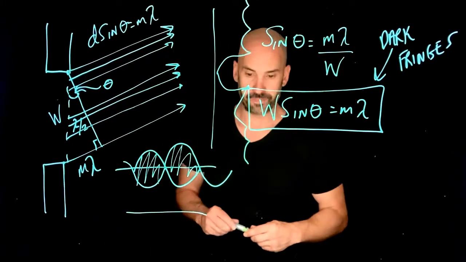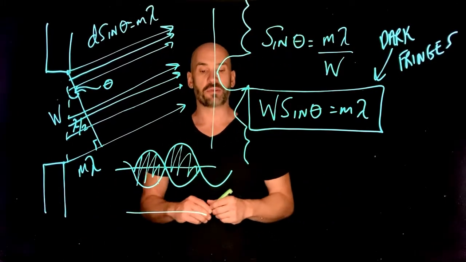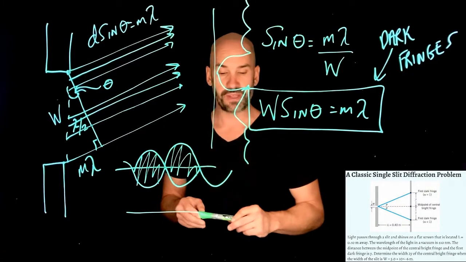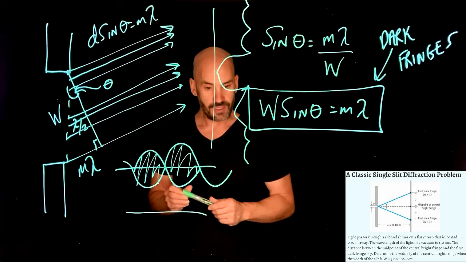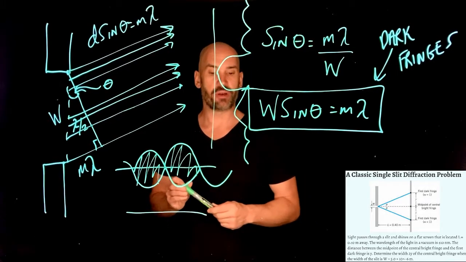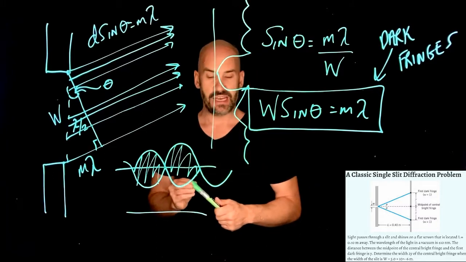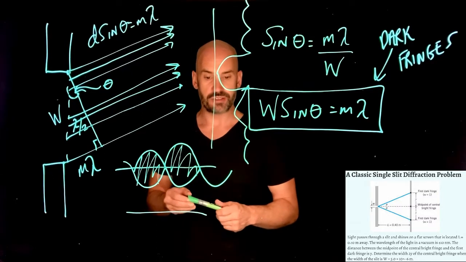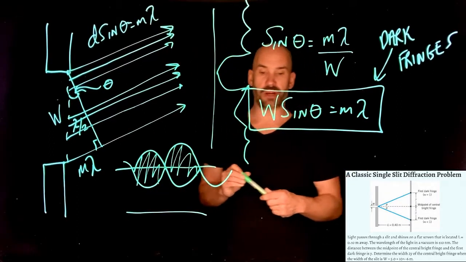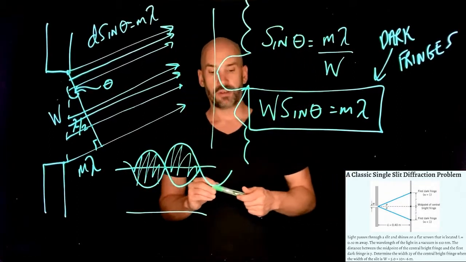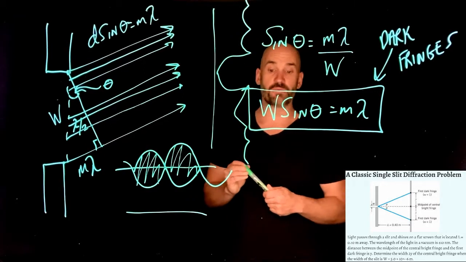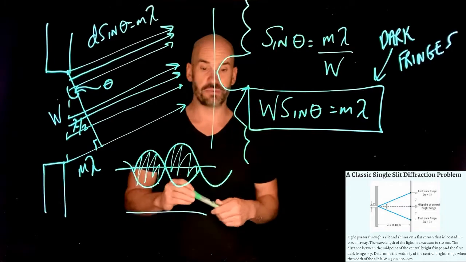single slit diffraction problem. So we have light that passes through a slit and shines on a flat screen that is located L equals 0.4 meters away. The wavelength of the light in a vacuum is 410 nanometers. The distance between the midpoint of the central bright fringe and the first dark fringe is y. So determine the width 2y of the central bright fringe when the width of the slit is w equals 5 times 10 to the minus 6 meters.